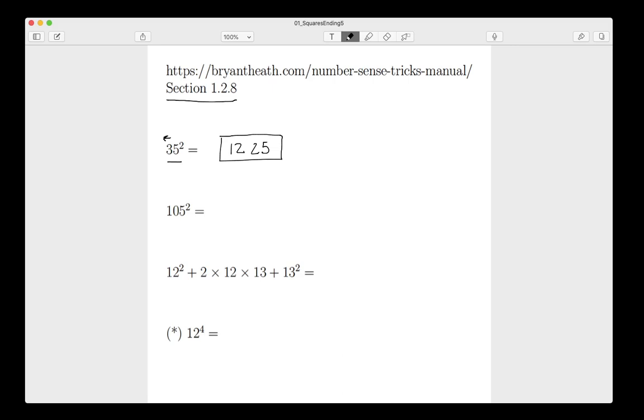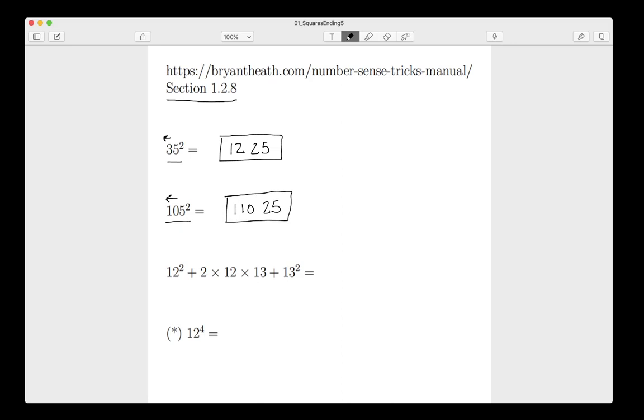Here's a slightly more challenging problem. You're looking at 105 squared. Again, it ends in 5, so your last two digits will be 25. Now you're looking, okay, what is everything preceding the 5? It's 10. So you go 10 times 10 plus 1. So 10 times 11 is 110. So that would be your final answer.